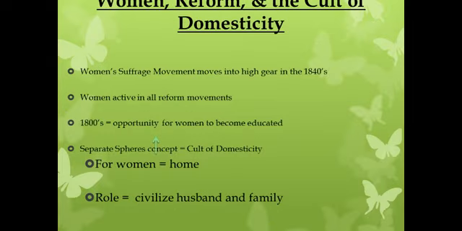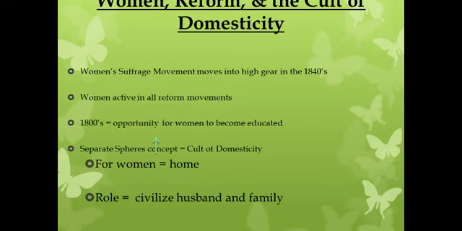So now we're moving into women and the start of the suffrage movement. So the women's suffrage movement moves into high gear in the 1840s. Women were active in virtually every single reform movement. You don't have social reform without women. So this is a very important time period in American history for women having power and having force and being effective in changing how the country works.